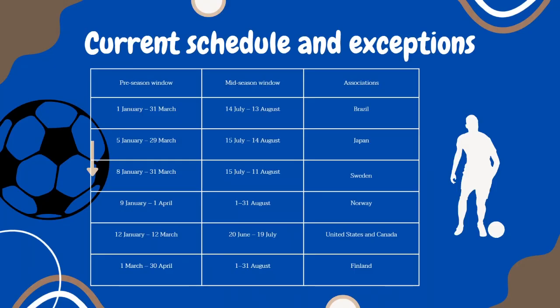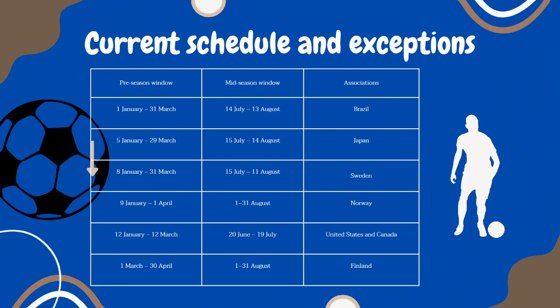Okay, let's see the schedule. The schedule and current schedule are expected. The first one is the Brazil association. The Brazil pre-season window is the 1st January to the 31st March, and the mid-season window is 14 July to 13 August.